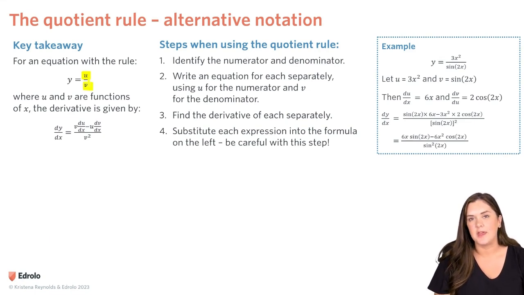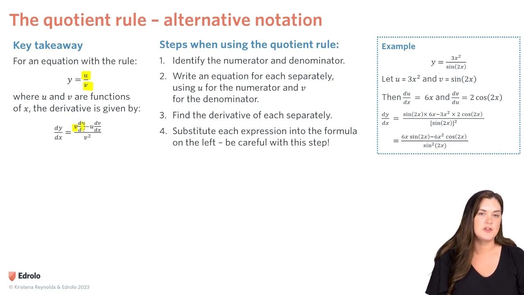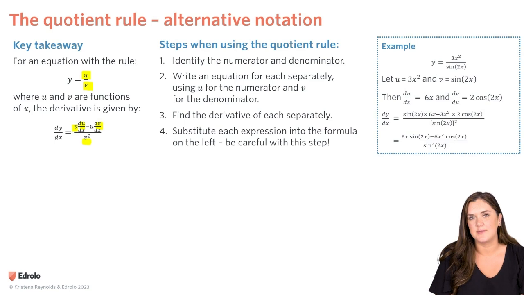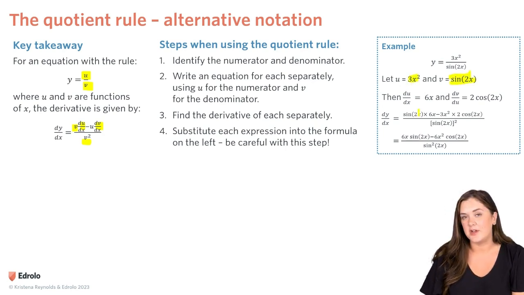So looking at the formula below, the derivative of y is given by v multiplied by the derivative of u, take away u multiplied by the derivative of v, and then dividing by v all squared. So again, we've got an example for you and some steps there. The steps are the same as the previous video, but the example here is y equals 3x squared divided by sine of 2x. Again, separating both of those functions into different equations so that we have u equals 3x squared and v equals sine 2x. So now we differentiate them separately.